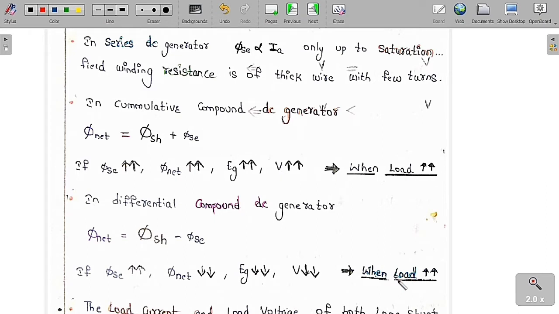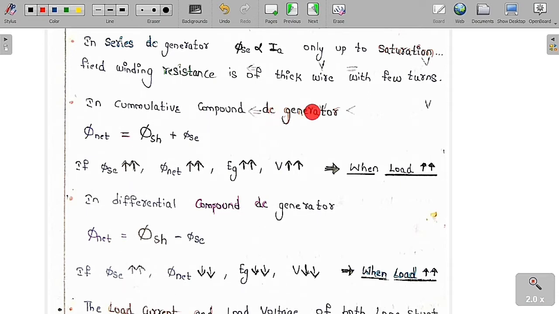So therefore, we can say whenever the load increases, the terminal voltage increases in the cumulative compound DC generator. But whenever the load increases, the terminal voltage will decrease in the differential compound DC generator. This is a very important thing that you always need to analyze.